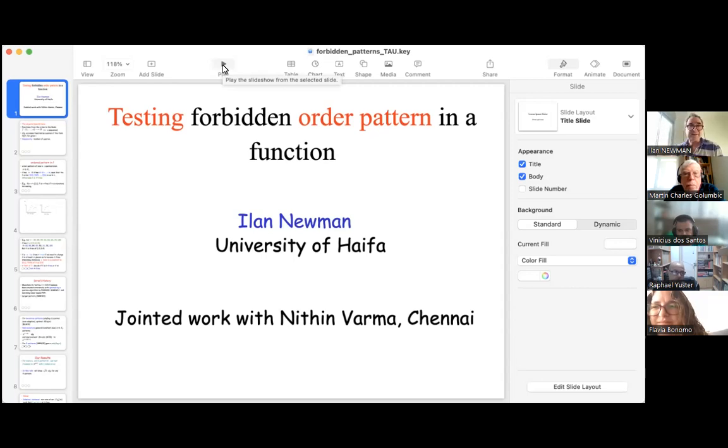So the title is Testing Forbidden Order Patterns in a Function. And I will need to explain what testing is and what an order pattern is, and forbidden is kind of obvious. That's joint work with Nitin Varma. Nitin was a postdoc here in Israel. Now he's in Chennai.